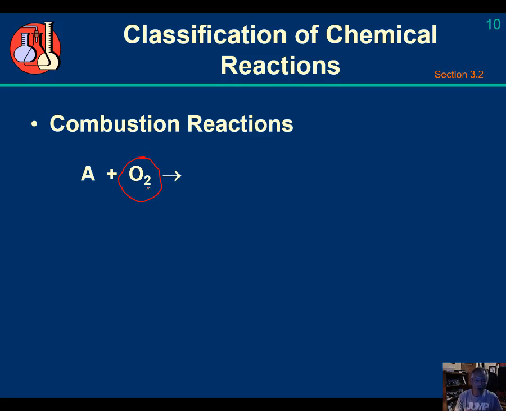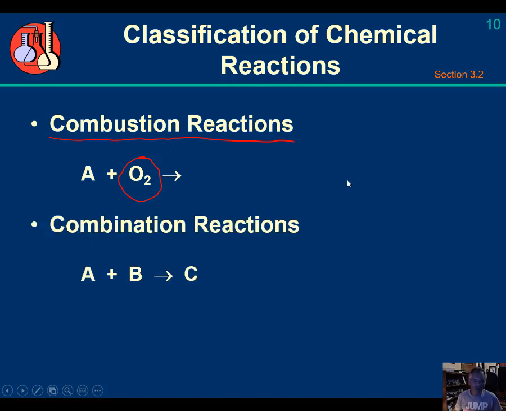we have O2. The presence of O2 as a reactant automatically classifies a reaction, whatever the other reactant is, as a combustion reaction. Now, we may have some other ways of classifying the reactions, but a broad category for this type of reaction with O2 as a reactant is a combustion reaction.